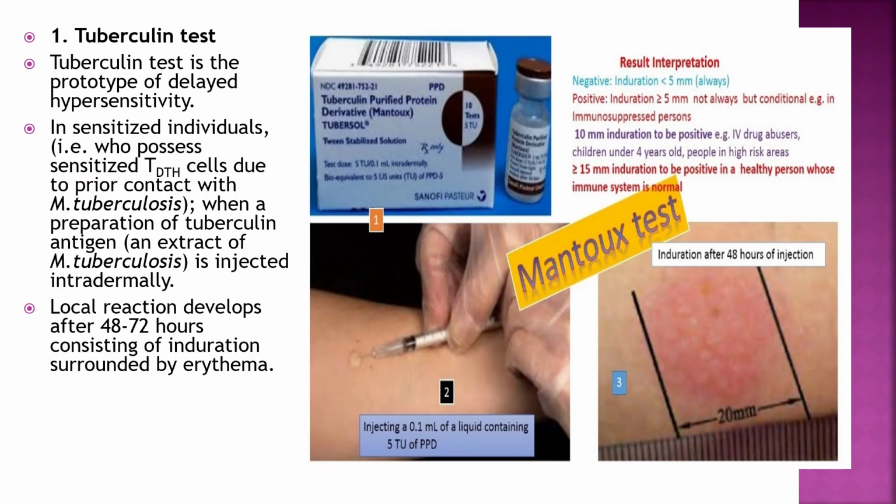And the interpretation: when less than 5 millimeter in induration it is negative, more than 5 millimeter it is borderline, but in immunosuppressed persons it is positive. 10 millimeter is positive in IV drug abusers, children under 4 years of age, and people in high risk areas. More than 15 millimeter induration is positive in a healthy person whose immune system is normal. Here you can see how the injection is given intradermally with the help of a tuberculin syringe, and then erythema and induration develop after 48 hours of the injection.